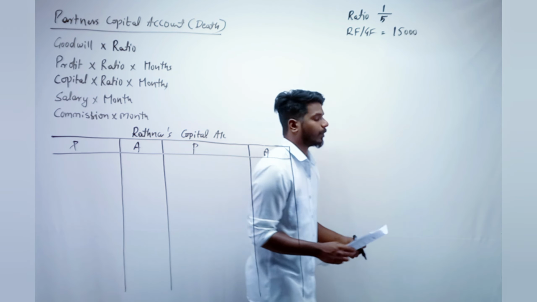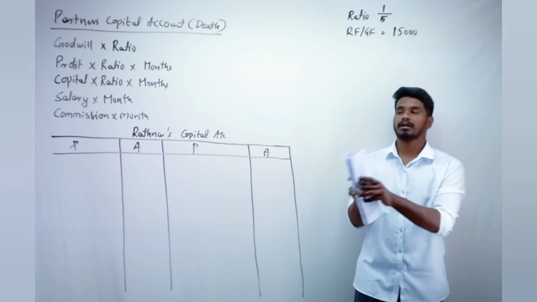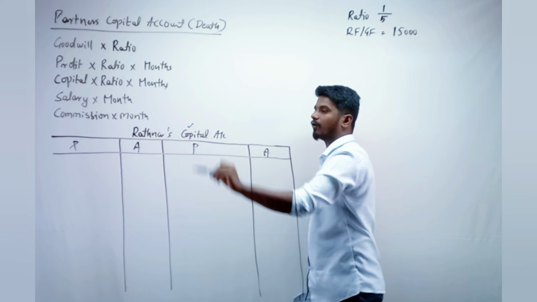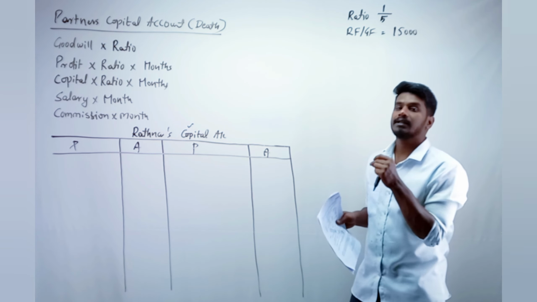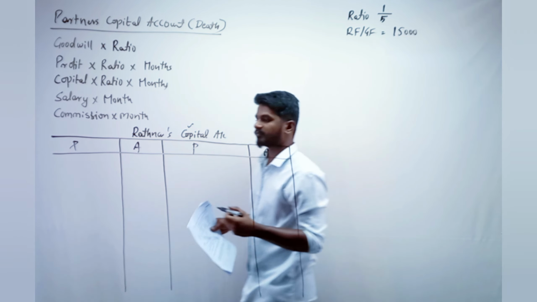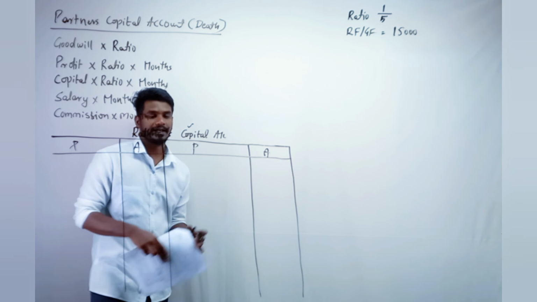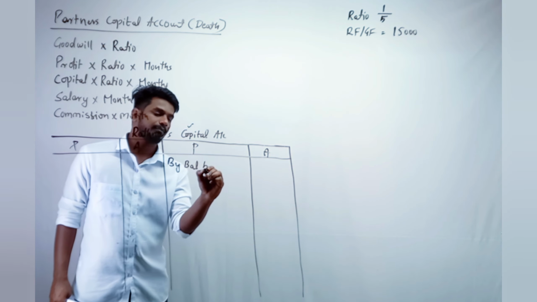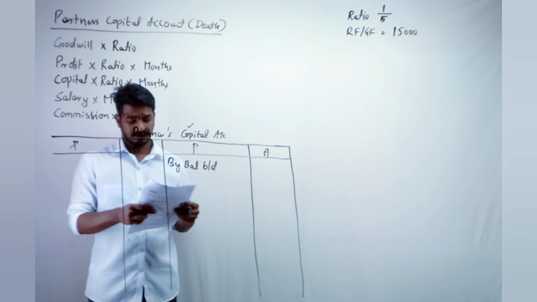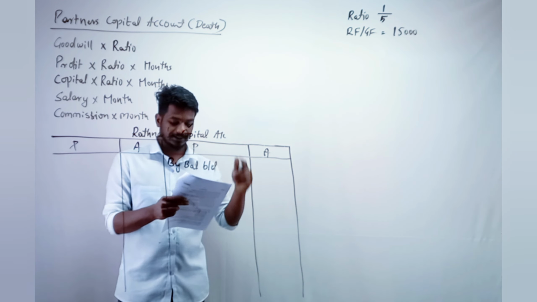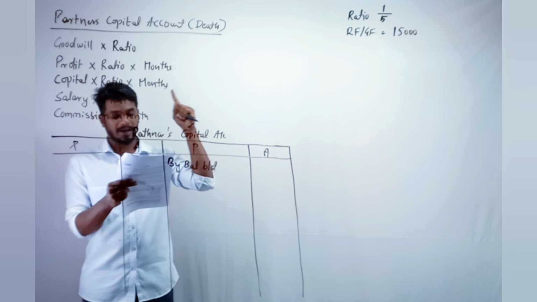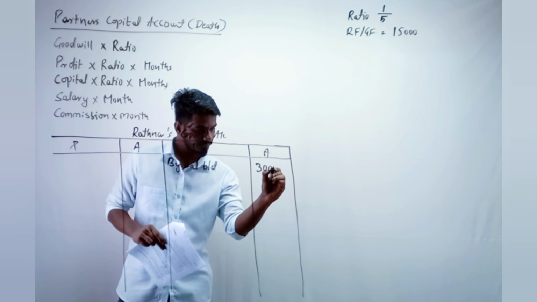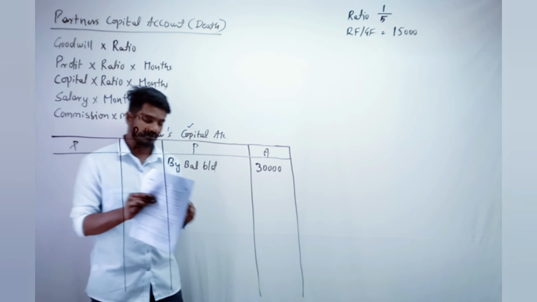So first thing, what we will record in the T column. So first thing, we are doing the capital account. Obviously we should record her capital. So where we will record? In the credit side by balance brought down. How much is Ratna's capital? It is 30,000. You can see in the balance sheet liability side 30,000. Is that right? Yes, obviously.